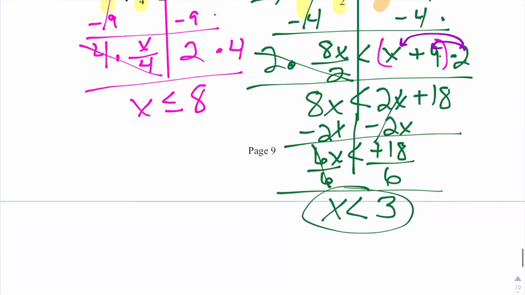Again, be careful. Make sure you use the distributive property when you're here. Okay, multiply it by the whole side. Good luck on your practice sets.